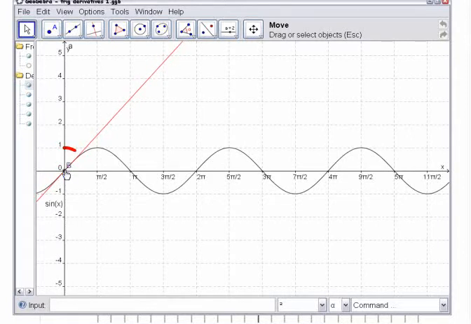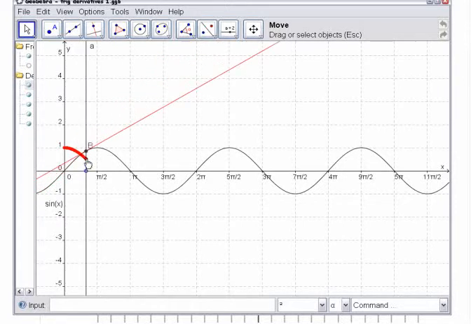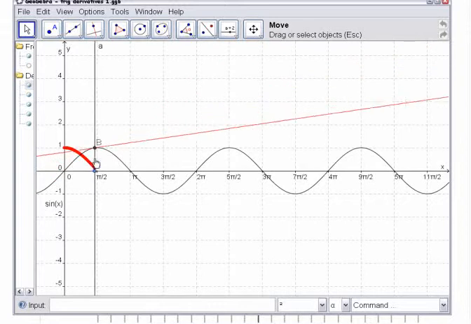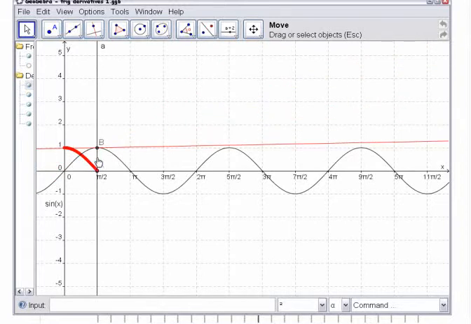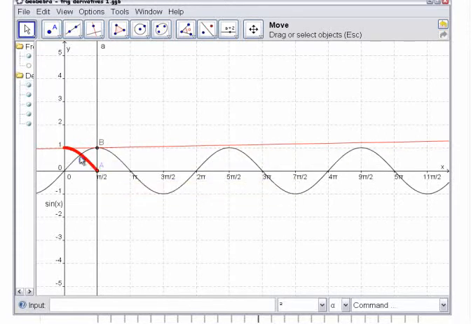The slope starts at 1. And the slope is going down, so that red curve is going down, right? The slope gets down to about there. And now the slope is 0 right there. The line is horizontal, so the red curve has gone down here. This is the graph of the derivative.